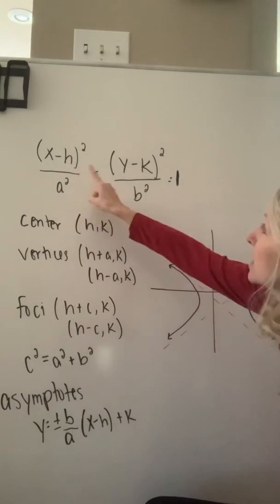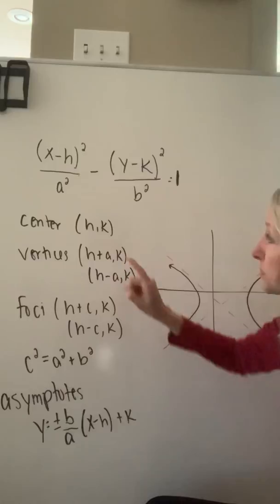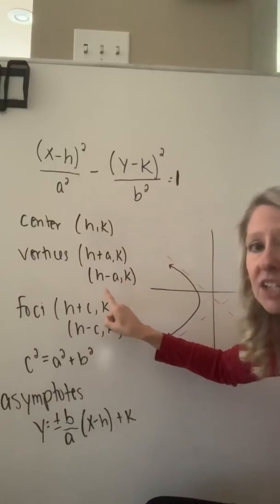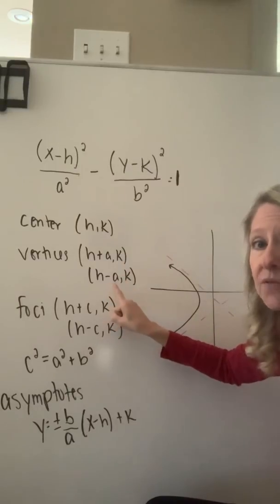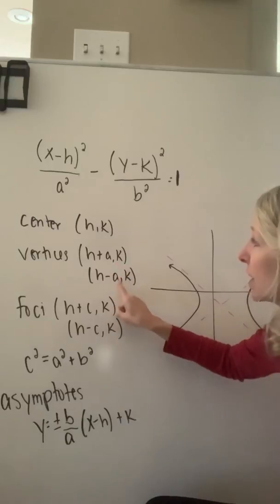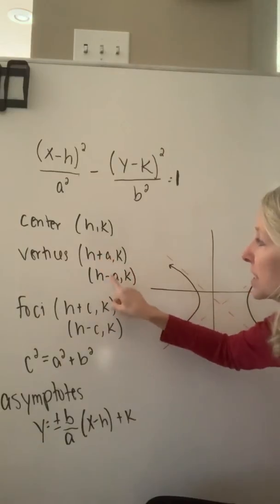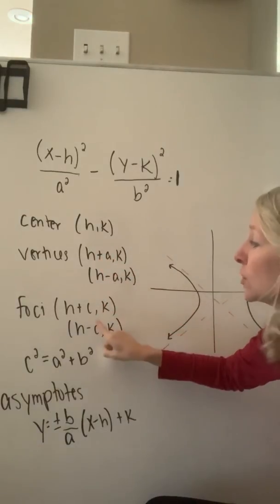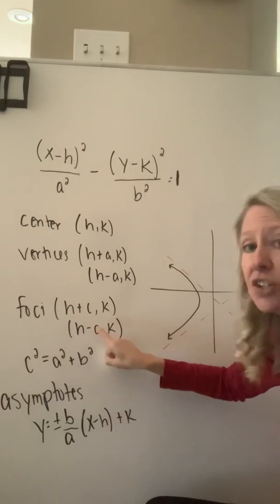Your center is still that point (h, k). Your vertices, you're going to find them the same way you did for the ellipse. You still use the a value. It's still h plus a, h minus a. Foci, same thing. You're going to use a c value.